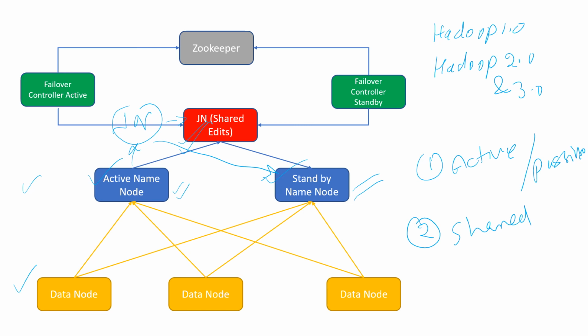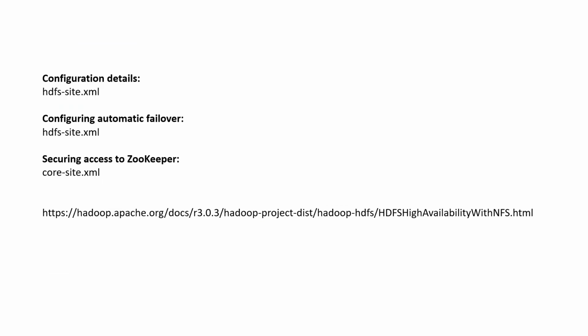Coming to the administrative part, how to configure it and what parameters you have to configure? There is one link you can go to. This is the official link of Apache. Here you can see all the configuration detail. Let's say you want to make some configuration changes; you can put them in hdfs-site.xml. Let's say how many name nodes you are taking, all these kinds of entries will be there. In the same way, you have failover details, which you can put in hdfs-site.xml. And if you're talking about securing access to zookeeper, you have to update core-site.xml. All these configuration parameters you can see from here.